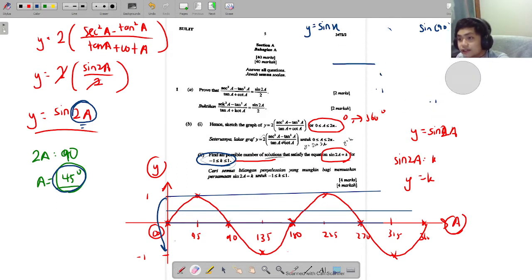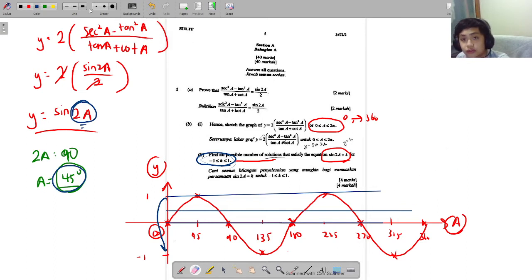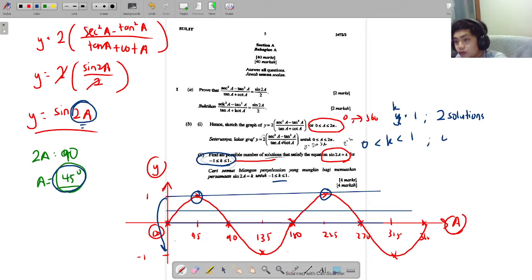Why is that? Because from here, we know that at the top here, there are going to be two solutions. So there is one set of solutions where we can say that when y equals 1, there are two solutions. Or in other words, when k equals 1, since we are referring to k. So when k is anywhere between 1 and 0, we know that the number of solutions is 4, because there is 1, 2, 3, and 4.